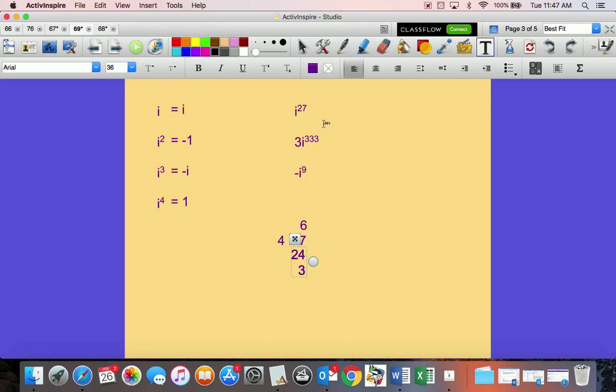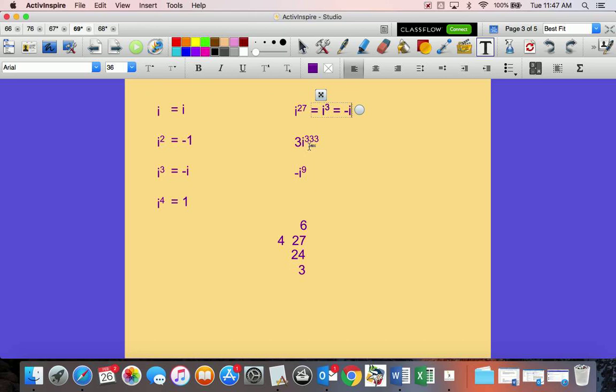And the 3 is the only thing that we truly care about, because what that means for this i to the 27th is that it's going to be equal to i cubed, which would then be equal to negative i, as we head over here on the side.